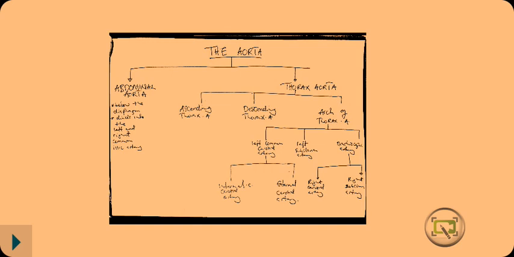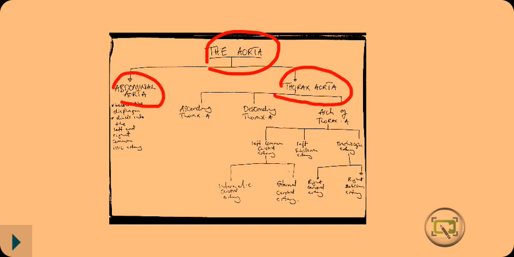So basically now we'll just give a brief background of the aorta. We all know that the aorta is a very important artery of the body, which originates from the left ventricle. The aorta can be divided into two parts: the thoracic aorta and the abdominal aorta. The abdominal aorta is the part which descends below the diaphragm.